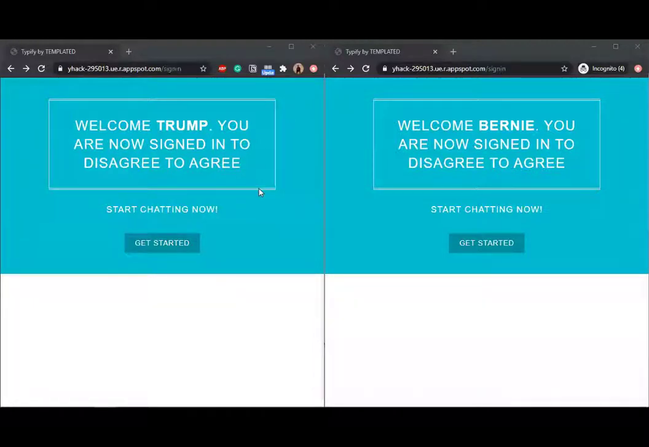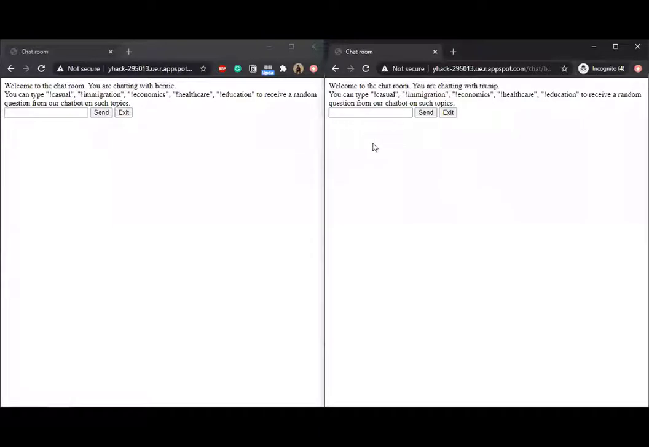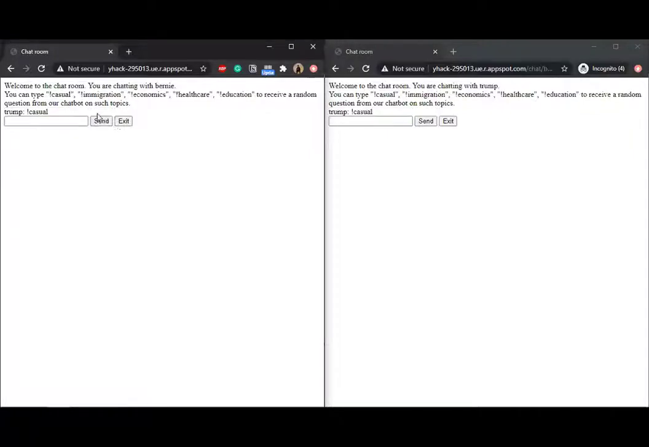Okay, right now we're going to match Trump and Bernie together. So Trump is now in the queue. We're going to put Bernie in. As you can see, they are now in the same chat group. As shown, by typing in !casual, we can have prompts for them to talk about.